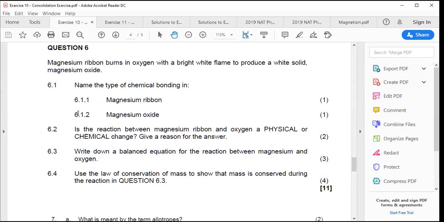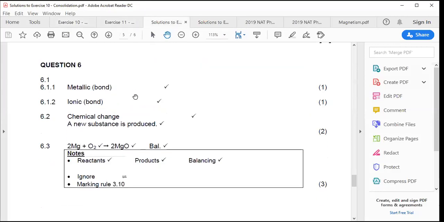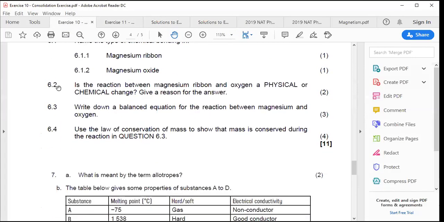Next one, we've got magnesium oxide. So magnesium is a metal. Oxide means there is oxygen, and oxygen is a non-metal. So we've got a metal and a non-metal, so we expect this to be ionic bonding. So it's an ionic bond. Clear? Yes. Then we move on to the next one.